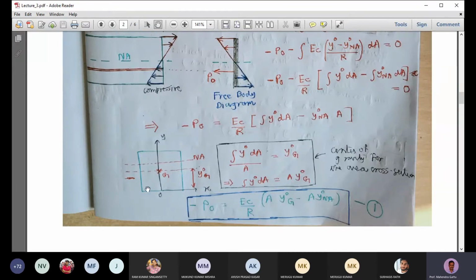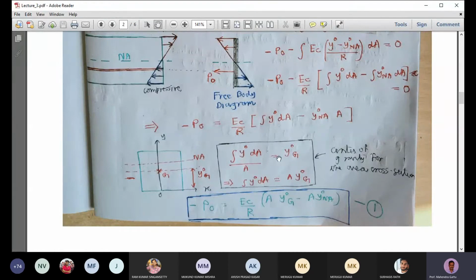Now let's look at the cross-section area and see how we can simplify this equation. So we have the origin at the base and the y-axis going in this direction. Let's find the center of gravity of this rectangular area. It is G, which is at a height of h by 2. So we'll say the location of the centroid from the origin is y g, and the location of the neutral axis is y na.